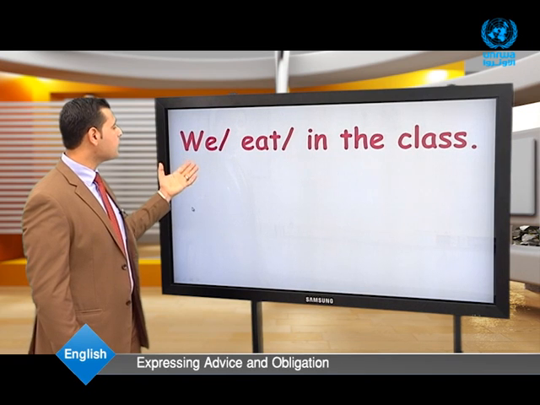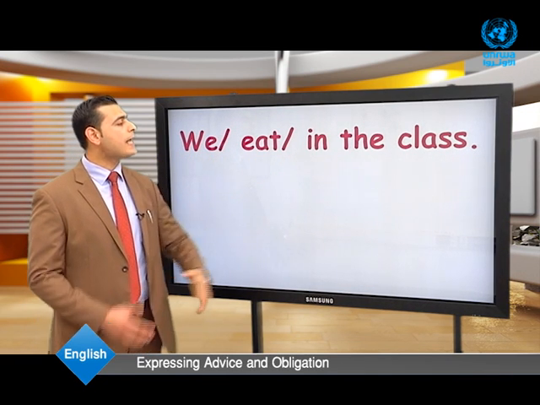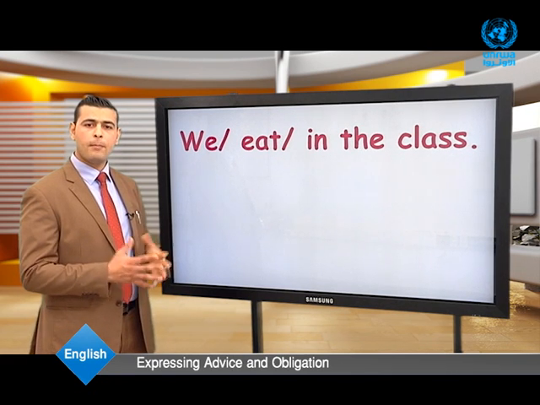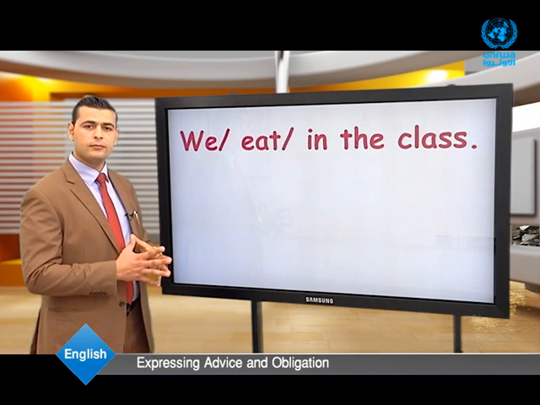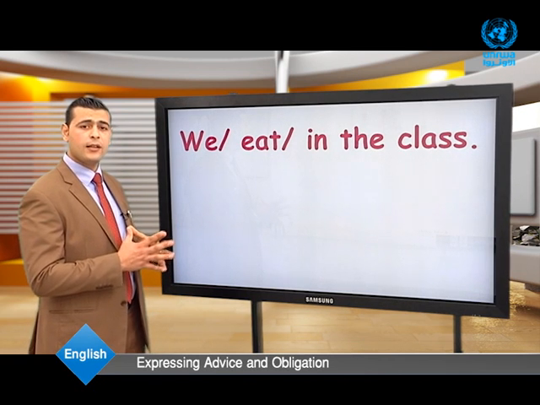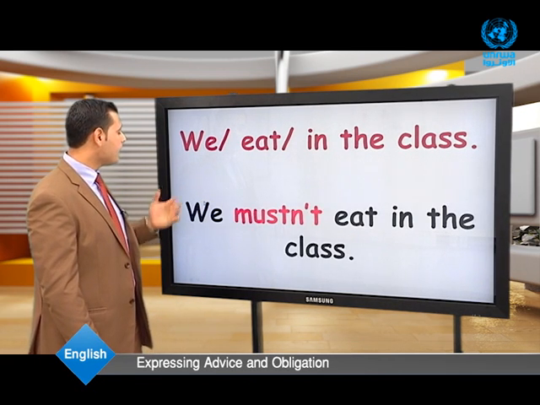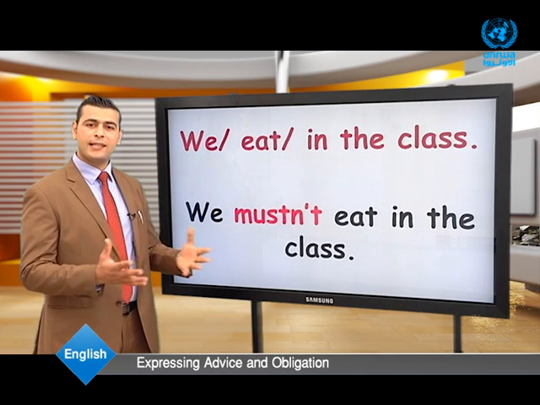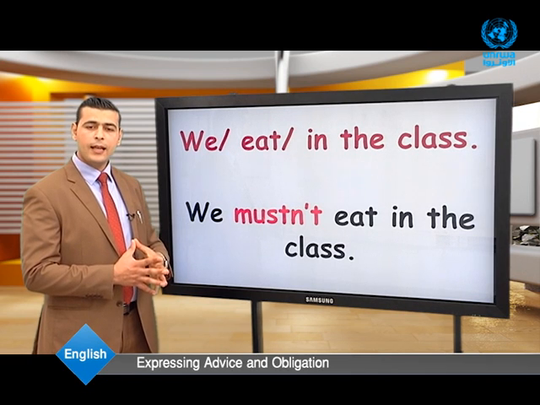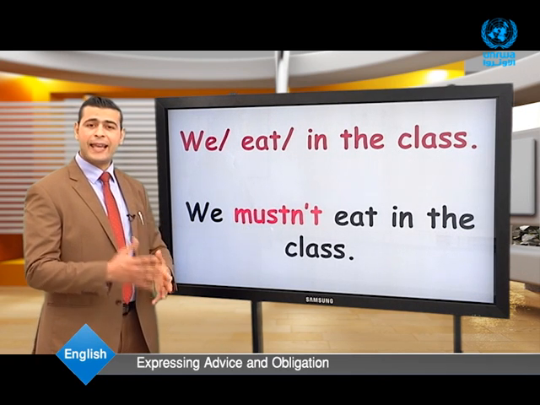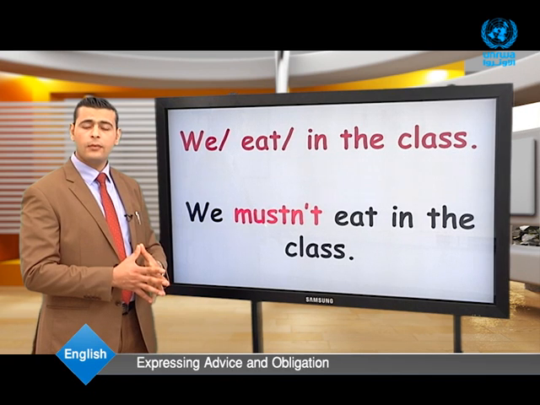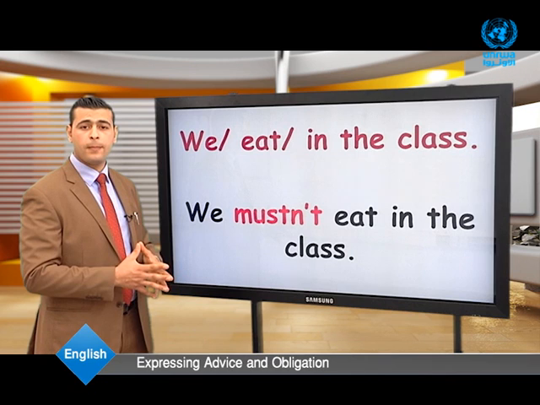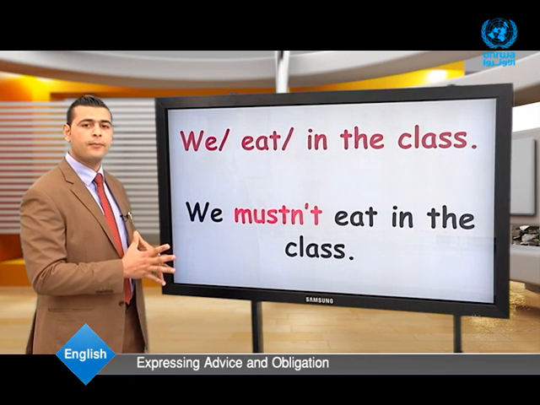In the first sentence, we eat in the class. Must we eat in the class? Wonderful, of course not. So let's make a sentence. We mustn't eat in the class. Does this structure carry a kind of advice? Of course not. It carries a kind of obligation and prohibition. We mustn't eat in the class.